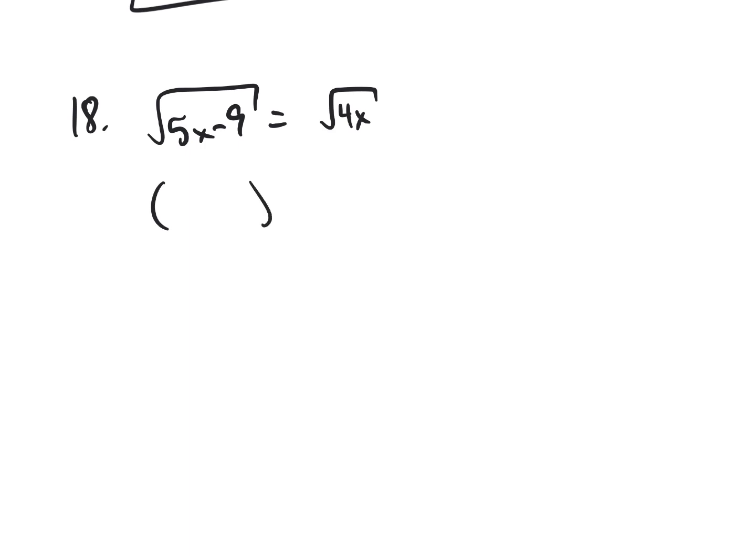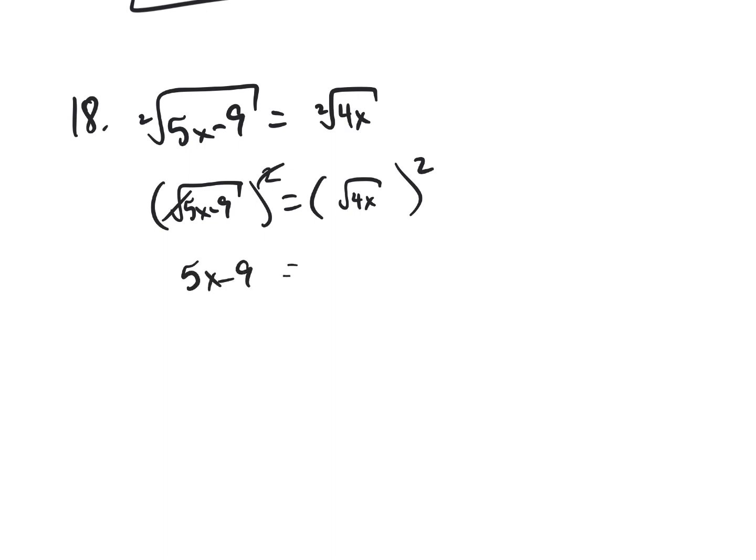Next equation, number 18. We've got square root of 5x minus 9. It's messy. Is equal to the square root of 4x. We have 2 square roots in the equation, one on the left side, one on the right side. To get rid of both of them at the same time, we raise both sides to a power of 2. Because these are square roots, we raise both sides to a power of 2. So left side and right side. On both sides, the square root and the square are going to cancel, leaving you with what's inside.